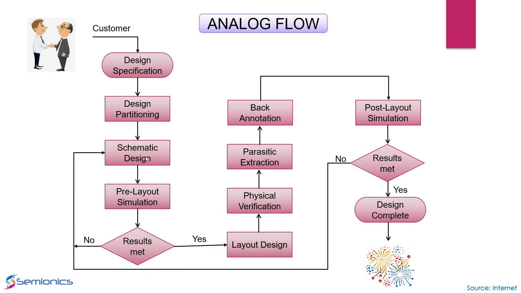If the design results have not met, it goes back to the schematic designer. Again, pre-layout simulation is done. Again, the layout designer implements the physical process. And finally, it is a whole iterative process until the required specifications are met. That's when we say the design is complete. So this is the whole process starting from the customer specification till the end. We call it the analog flow, right?